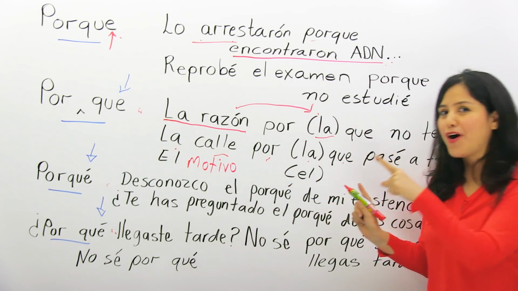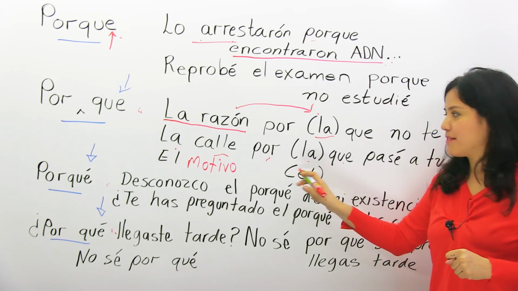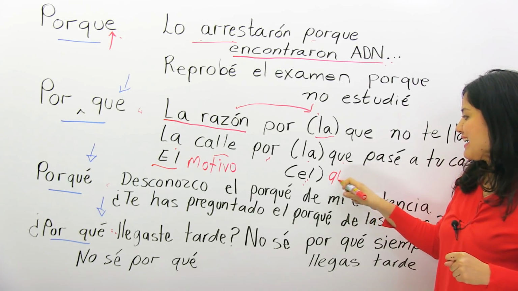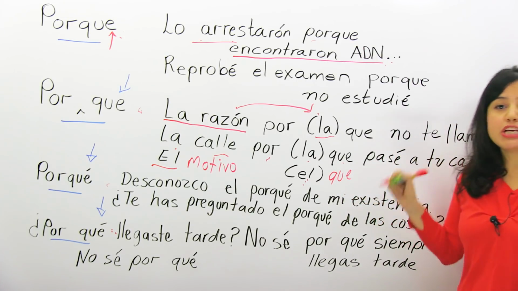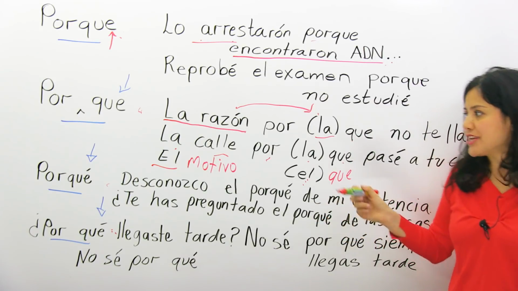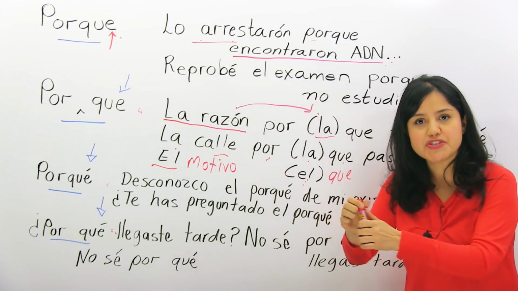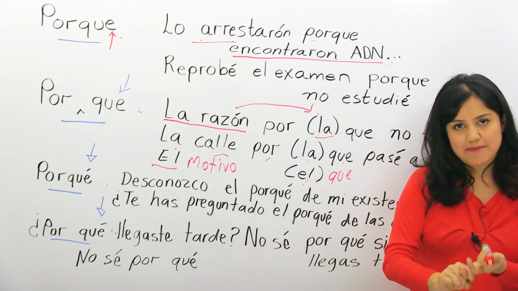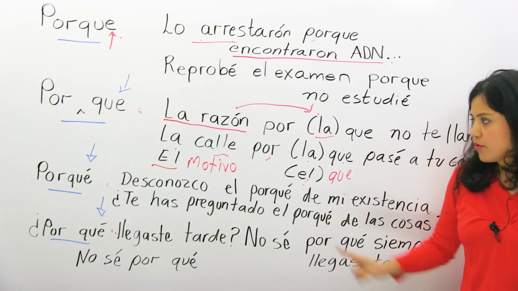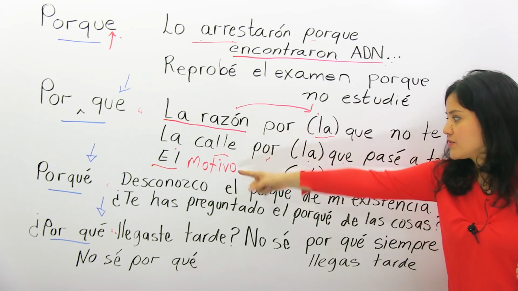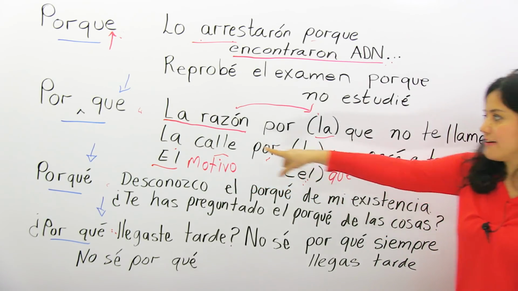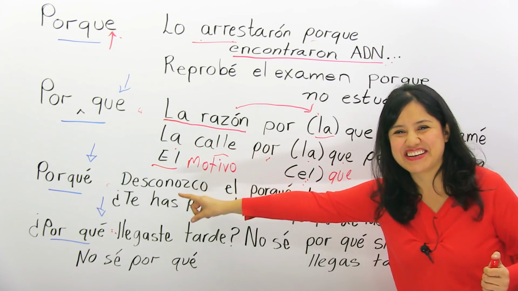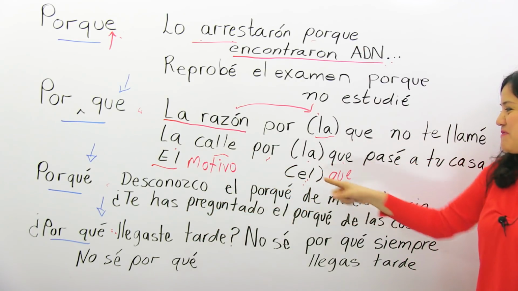El motivo por él. Because el motivo es él. El motivo por el que te llamé o el motivo por el que reprobé. You're giving the full subject with article, la razón, la calle, el motivo. You're getting the full subject. You're giving the reason here por la if it's a feminine, por el if it's a masculine. Muy bien.